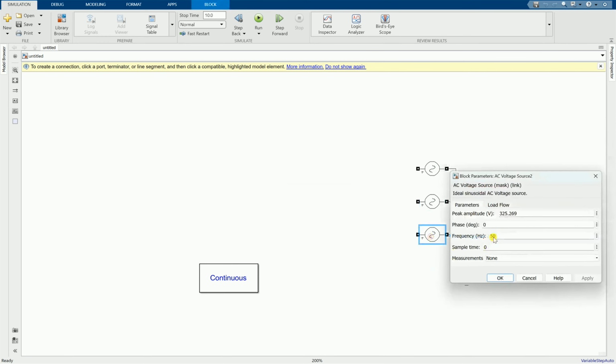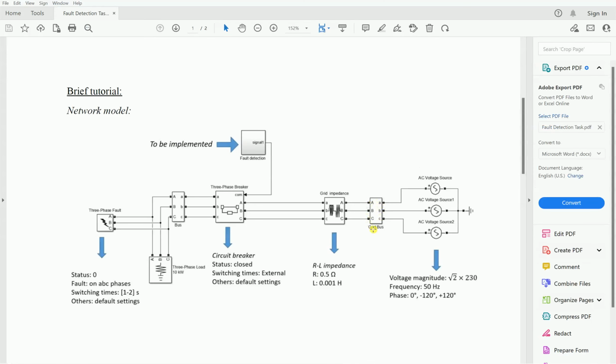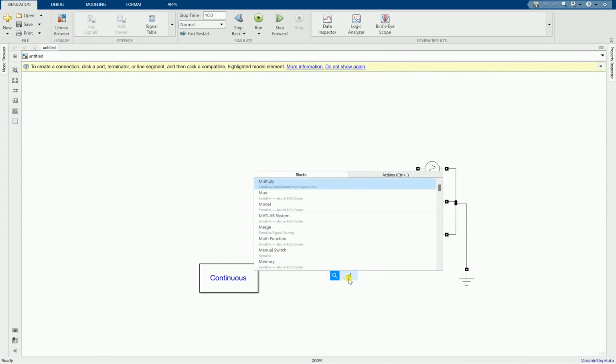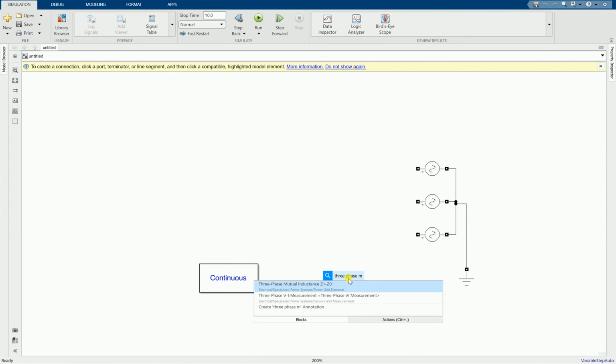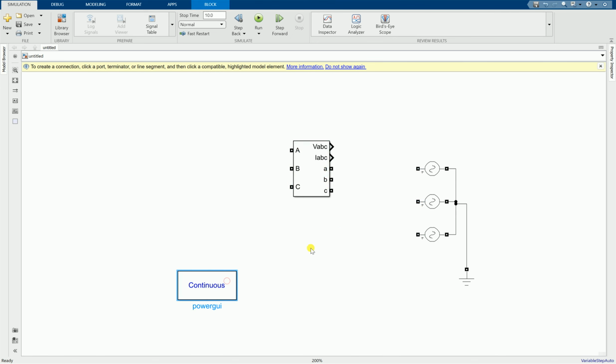And this one with 120 degrees, okay. So we have our three-phase voltage. Then we need the measurement here. Three-phase measurement, okay. Three-phase VI measurement, like this. It will measure the three-phase voltage, like this.